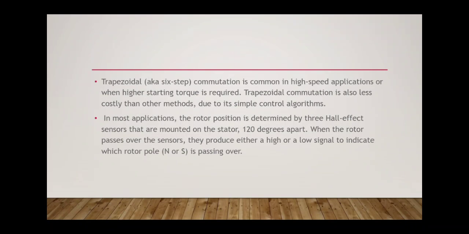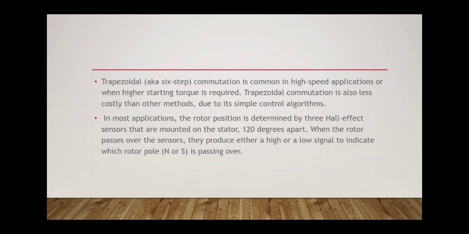Trapezoidal commutation is common in high speed applications or where high torque is required. Trapezoidal commutation is also less costly than other methods due to its simple control algorithms. In most applications, the rotor position is determined by the three Hall effect sensors that are mounted on the stator.